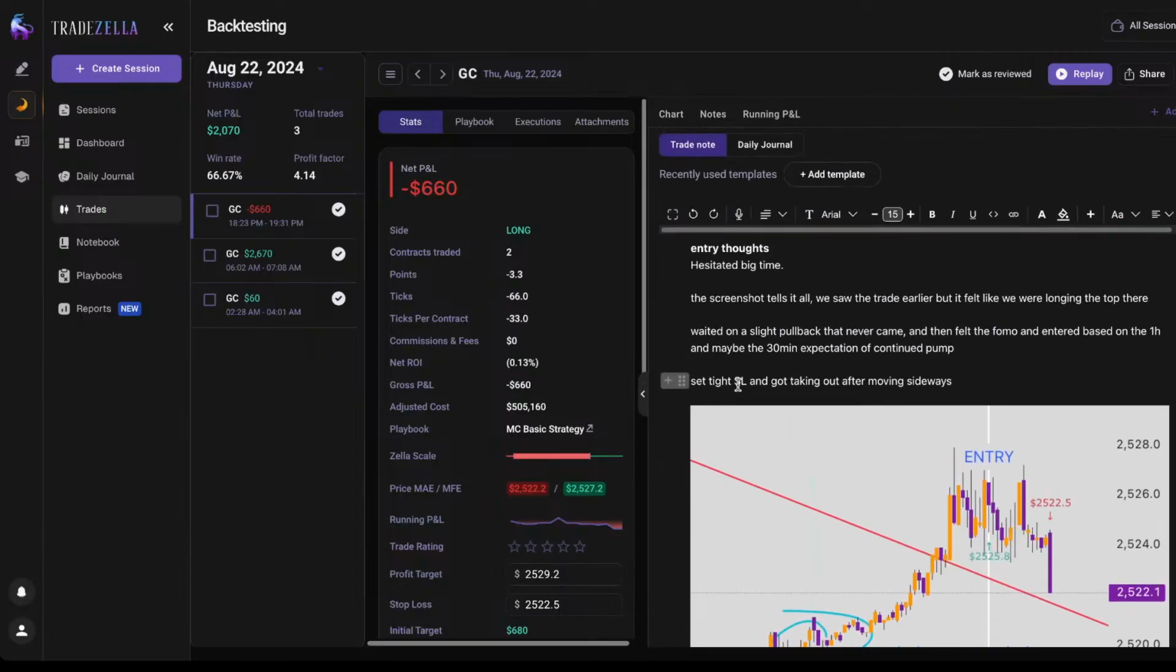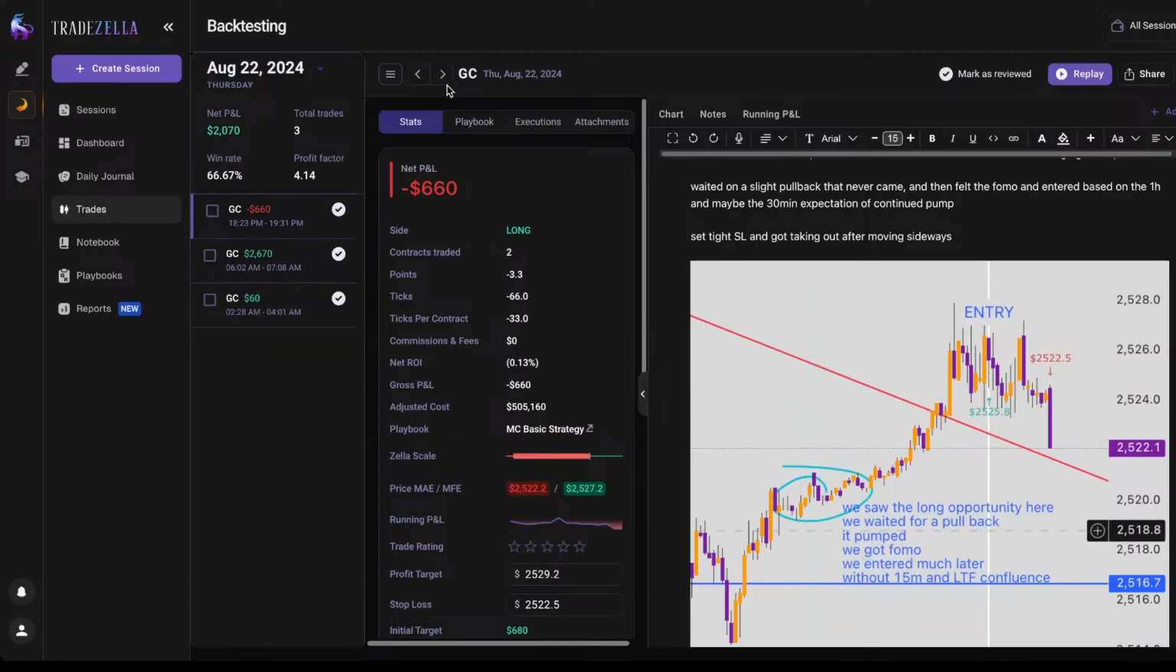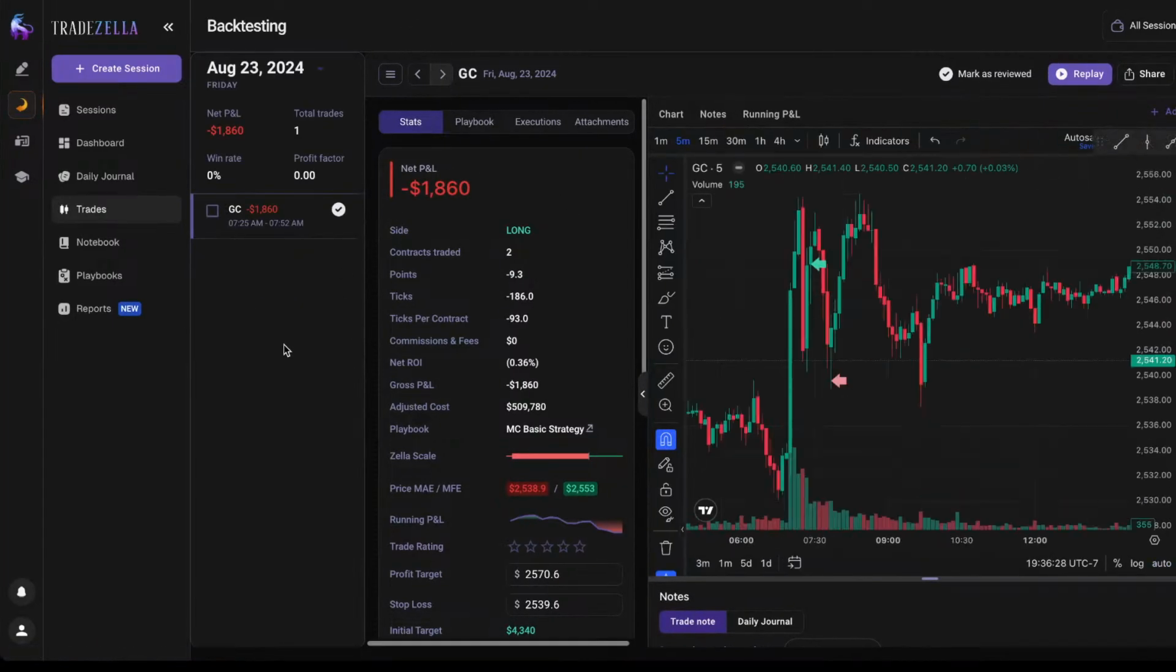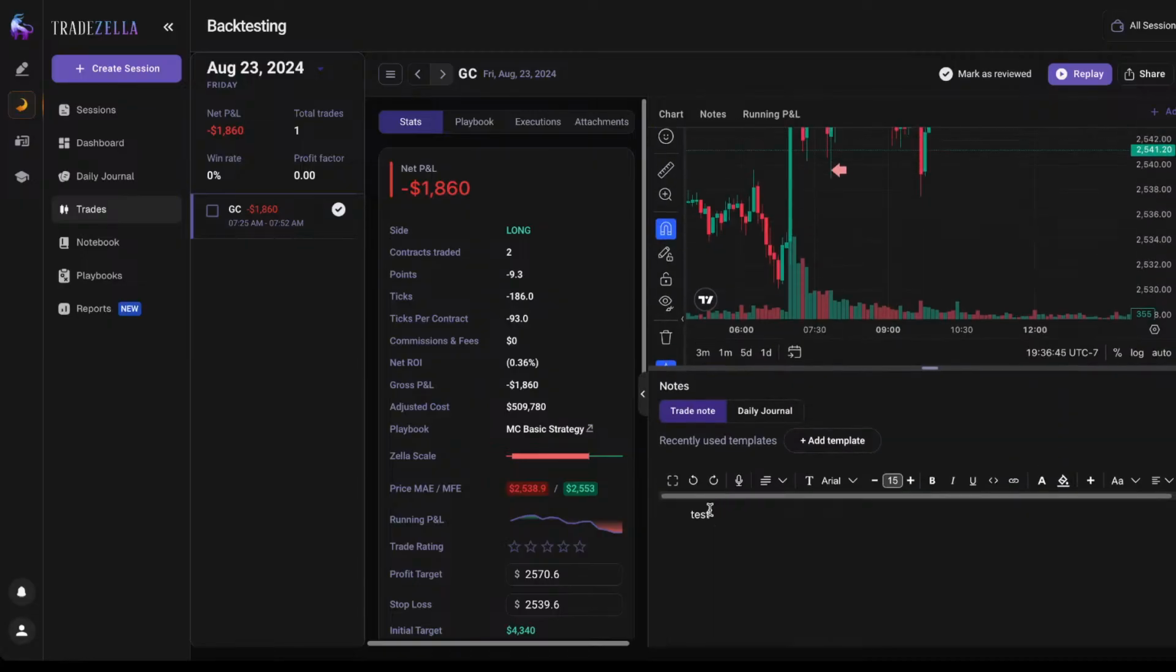Here's the last trade when we took this 660 loss. And then here's the trade from the last stream. Well, when I say last trade, I meant two trades ago. We took the 660 loss. The last stream, we took this $1,800 loss. We were in the profit $820 before we took this L.